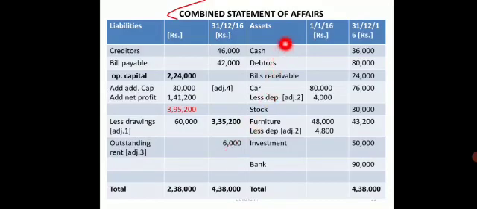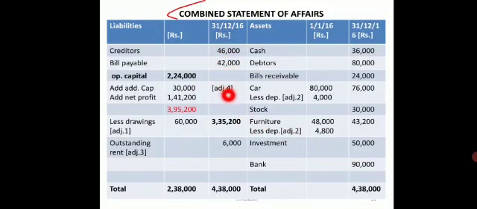Now coming to the asset side. Opening balances are not considered; only the closing balances are considered. So cash is 36,000, debtors are 80,000, bills receivable 24,000. Now car is given 80,000, depreciation has to be deducted, so we get 76,000. We have stock of 30,000, furniture 48,000, less depreciation, so 43,200. Investment we have 50,000, and bank balance is 98,000.